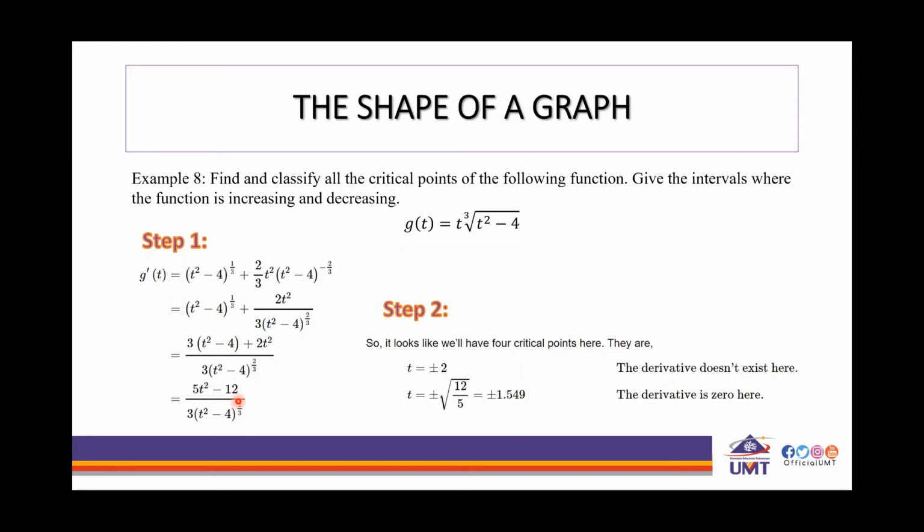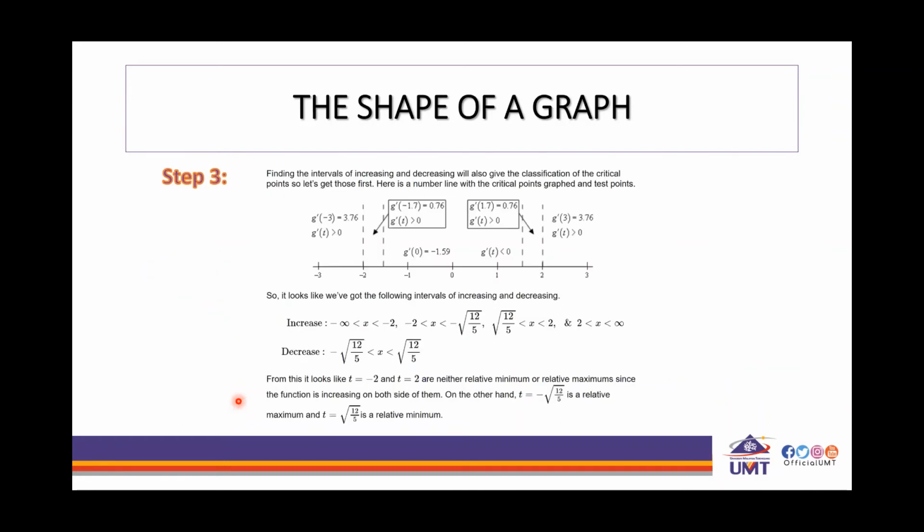So the second step is to find the critical points here. There will be plus minus 2 and also plus minus the square root of 12 over 5, which is equal to plus minus 1.549. Alright. So in this case, step 3 is finding the intervals of increasing and decreasing, which will also give the classification of the critical points. So let's get those first.